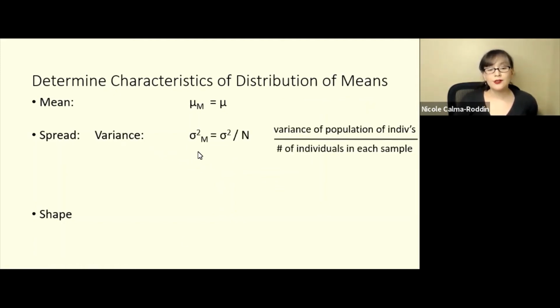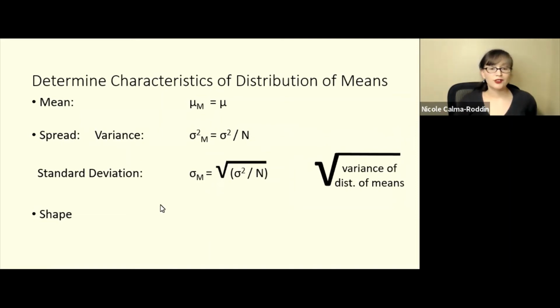For our variance, we're going to take the variance of our population of individuals. So we have the sigma squared here that we're familiar with, and we're going to divide that by the number of individuals in our sample. And we're going to still use that variance symbol, sigma squared, but with that subscript capital M, just like we see here. That subscript is always going to signify that we're talking about our distribution of means.